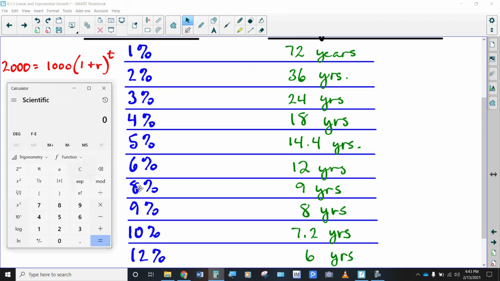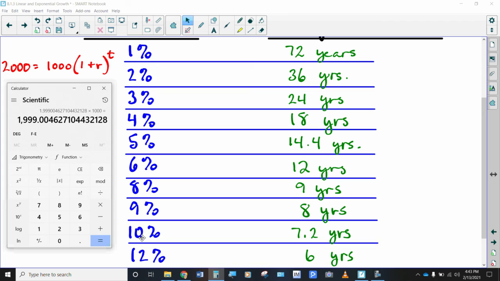To try this again, let's go to 8%. We think it's going to take 9 years. So we're going to take 1.08 and raise that to the power of 9. That is almost 2, isn't it? Now we multiply that times 1,000. It's a little bit short, but once again, we're estimating. It's just around the corner before that becomes $2,000.